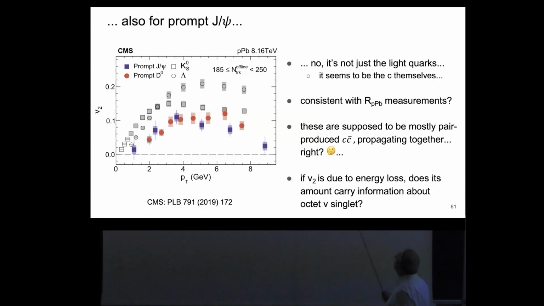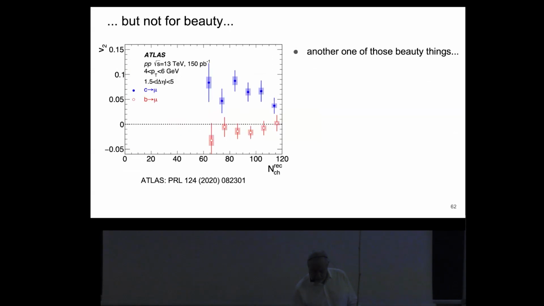But okay, maybe once again, if V2 is due to energy loss, it may carry information on octet versus singlet for the J/psi. The jury is out. We have to wait and see for more precise data and more targeted calculations.